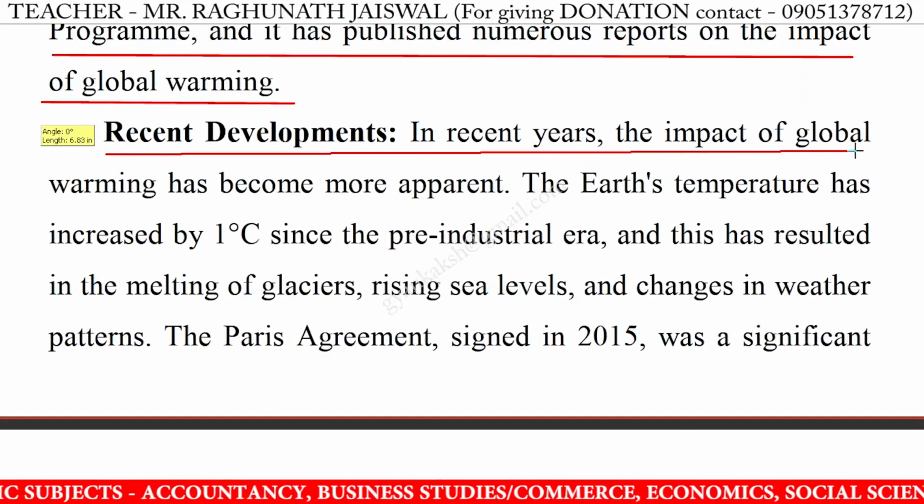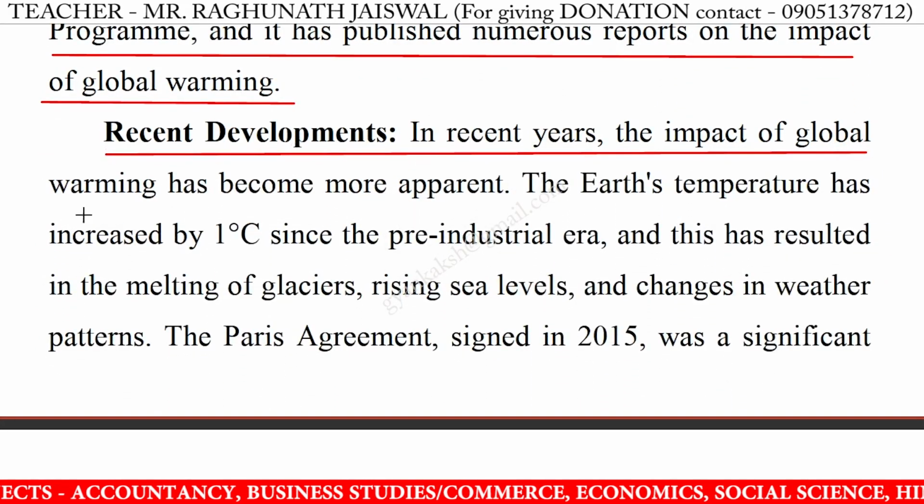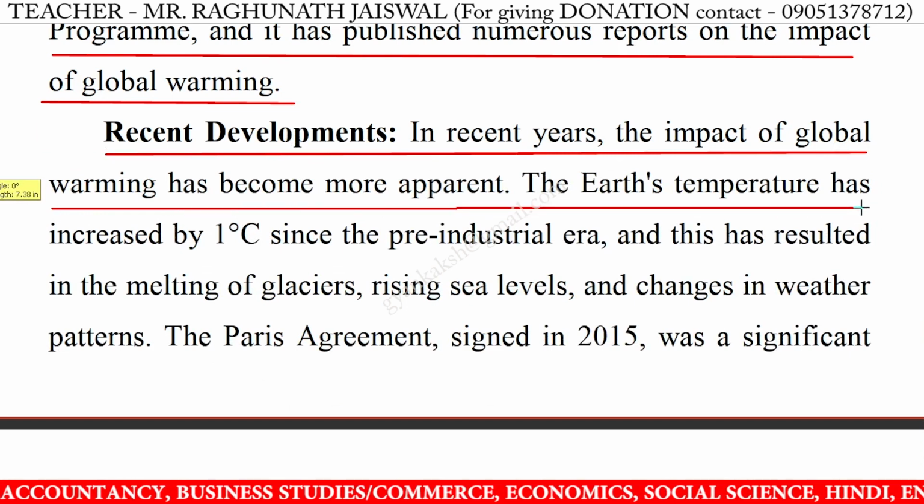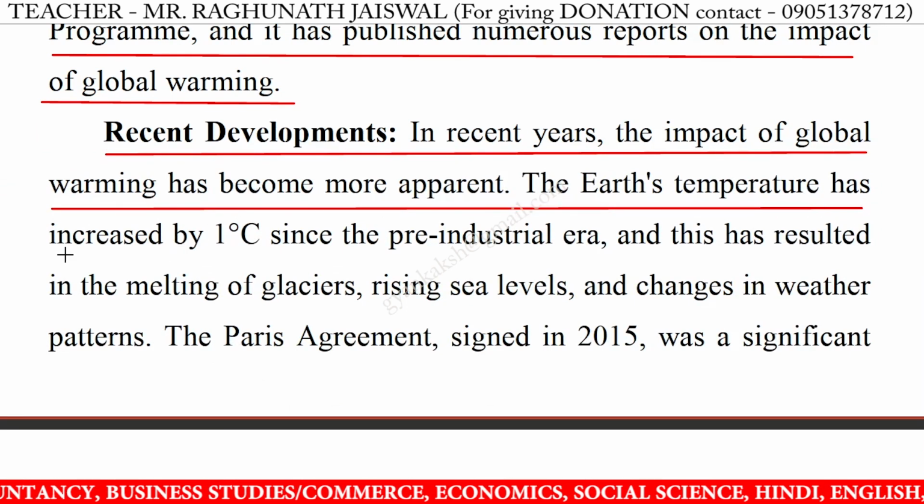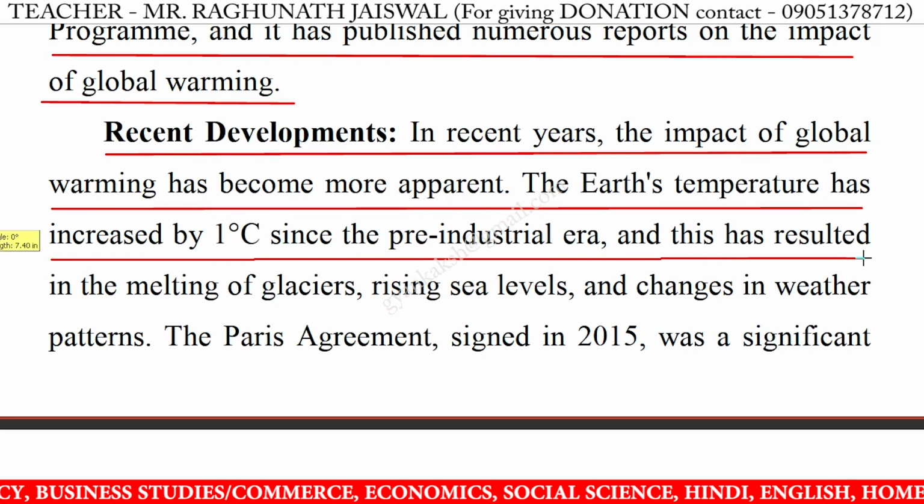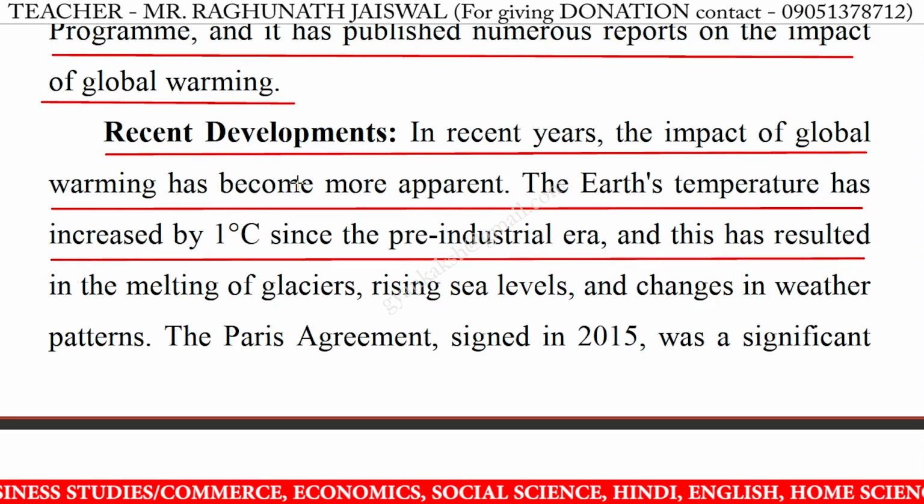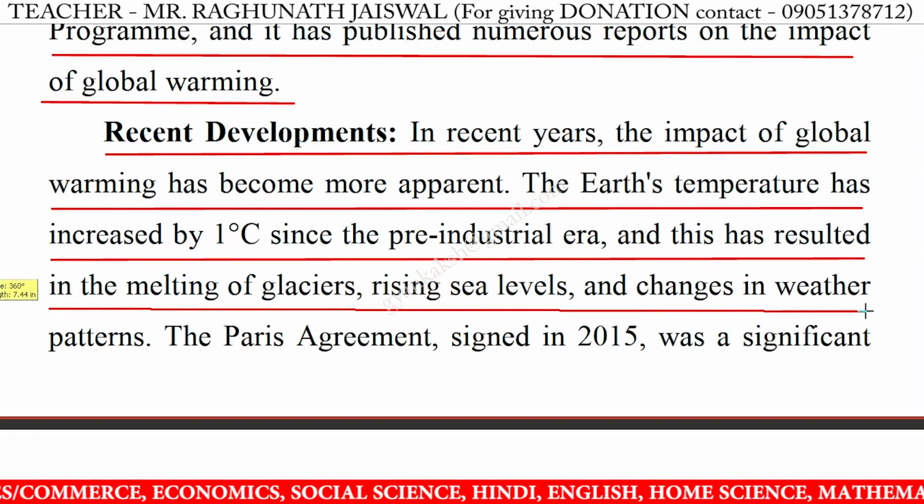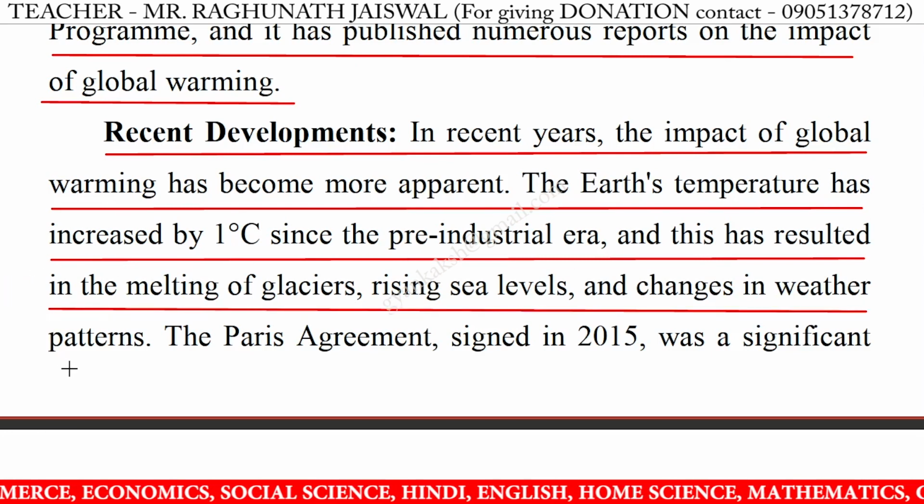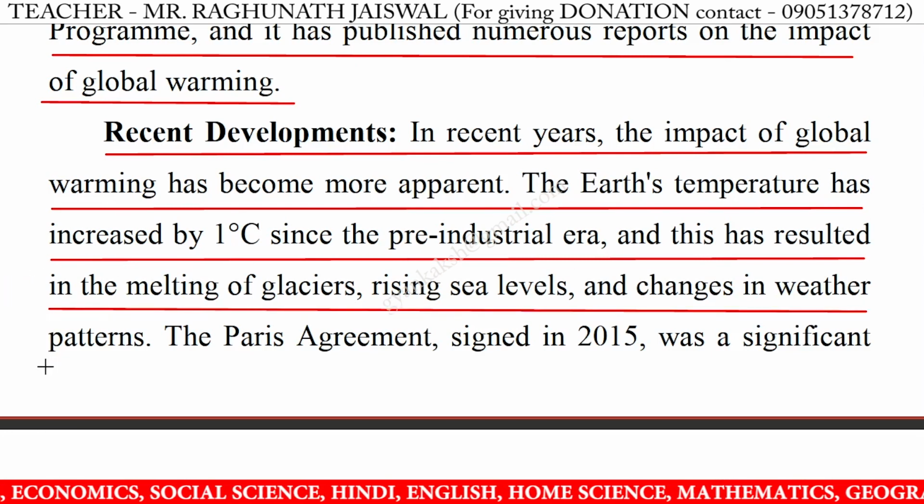Recent developments. In recent years, the impact of global warming has become more apparent. The Earth's temperature has increased by 1 degree Celsius since the pre-industrial era, and this has resulted in the melting of glaciers, rising sea levels, and changes in weather patterns.